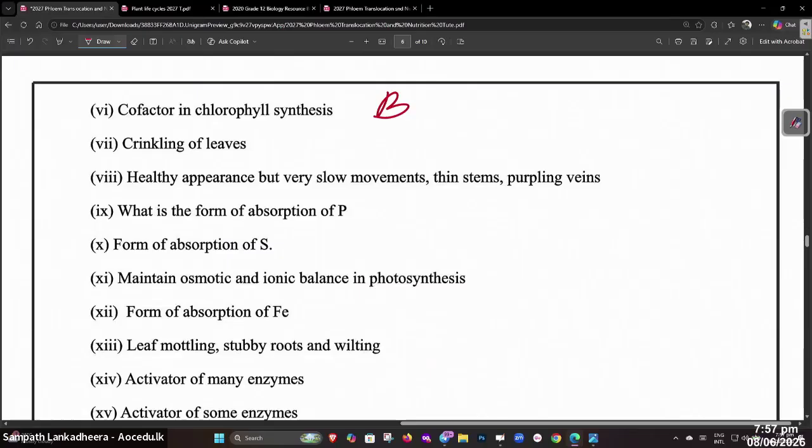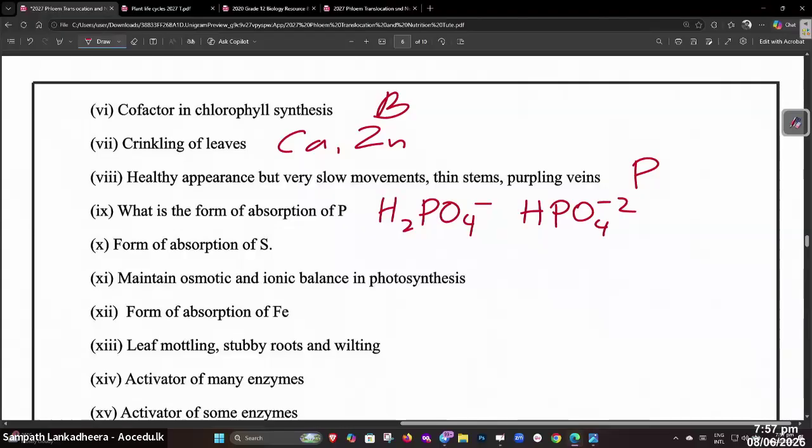Crinkling of leaves, you can say two things for that. Calcium and zinc. And healthy appearance, but very slow movement, thin stems and purple veins. What is that? Phosphorus. What is the form of absorption of phosphorus? H2PO4 minus, HPO4 minus 2, right? Slightly different. Form of absorption of sulfur. Sulfate, SO4 minus 2.